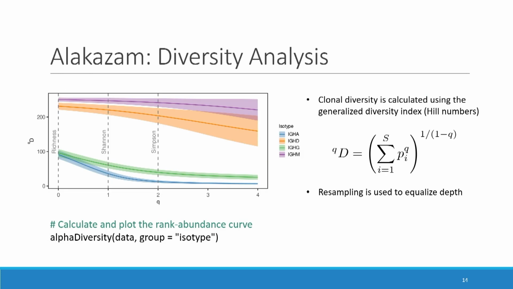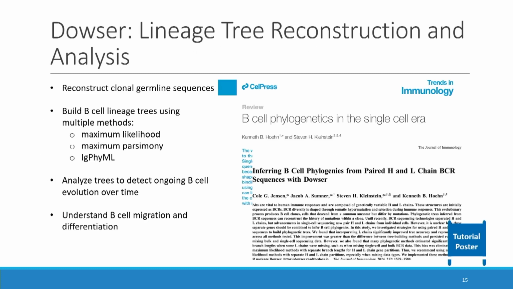We also support diversity analysis through the Alakazam package. As we've heard a few times, there are multiple different ways that you can measure diversity. We support this Hill index approach, where there's a parameter Q shown on the x-axis here. Depending on what you set that parameter, you have different definitions of diversity. Going down towards Q equals 0, you have diversity as simply richness, the total number of clones, versus if you make Q a higher value, all the way on the right, you're measuring diversity essentially by the size of the largest clone. We also support resampling to try and equalize the depth across different samples, which again is a key factor in doing diversity analysis.